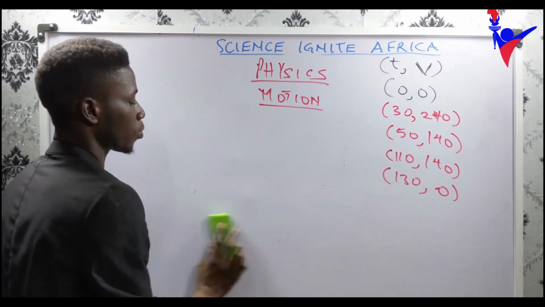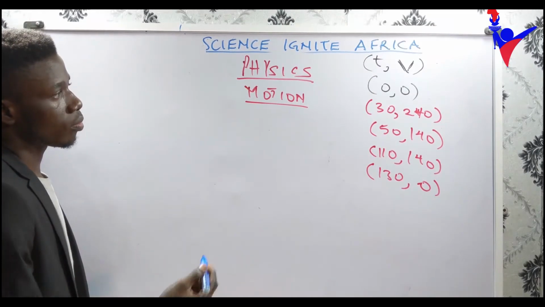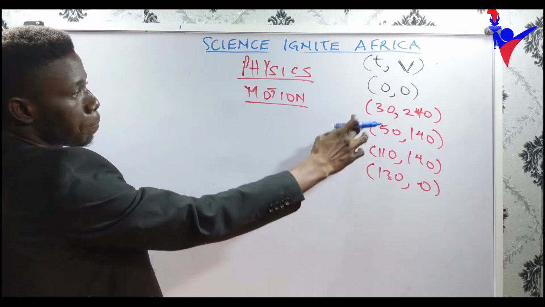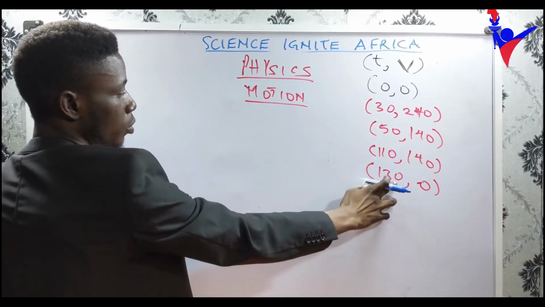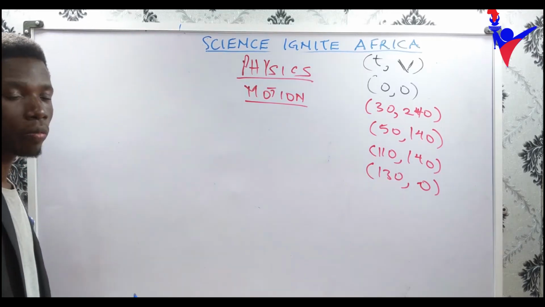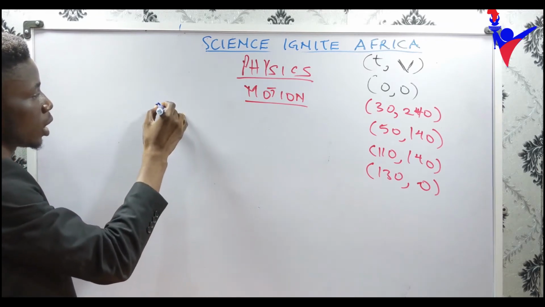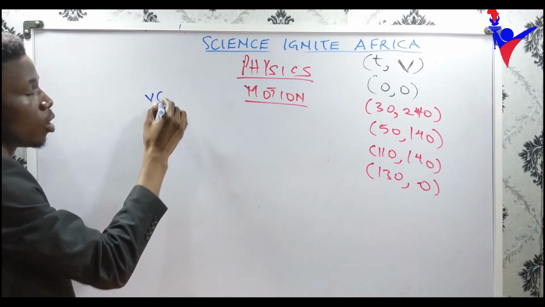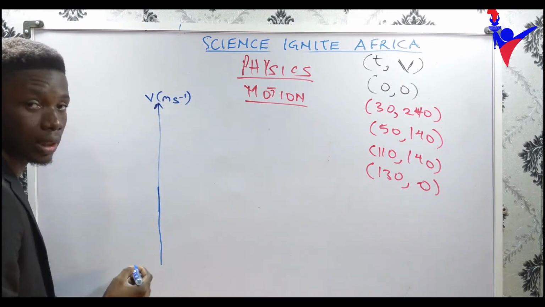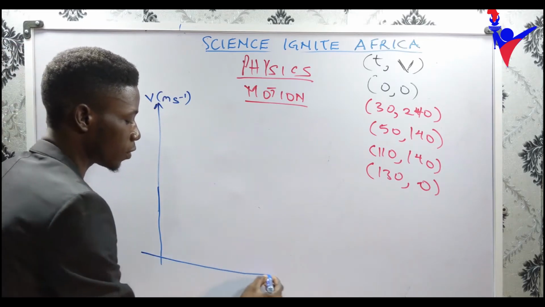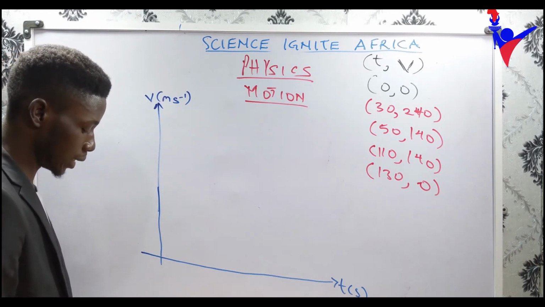To plot my velocity time graph, having gotten our coordinates here, the time and the velocity, 0, 0, 30, 240, running to 130, 0. Now, we need to plot our velocity time graph. Like I sketched the other time, we have our velocity on the y-axis, which is in meters per second, and we have the time, which is in seconds, on the x-axis.